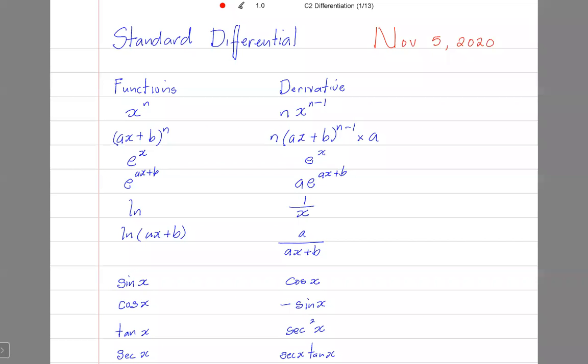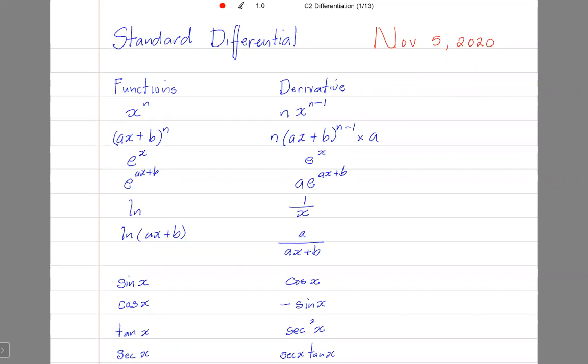All right, so we have standard differentials, November the 5th, 2020. On the left, we have the function, and on the right, we have the derivative. If we differentiate x to the n, that is a standard power derivative. The power goes to the front and the power decreases by 1.